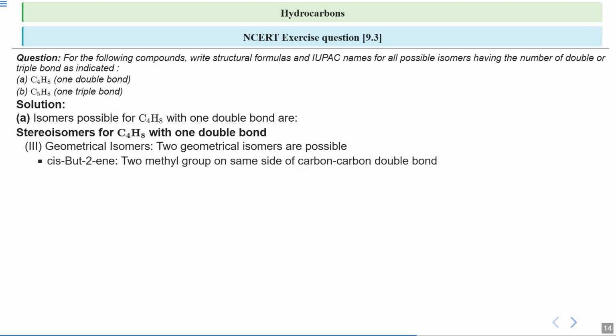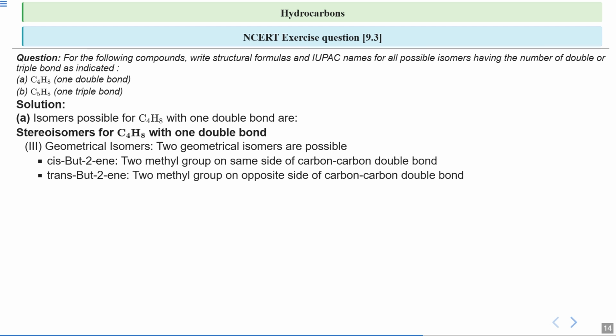Now what are those? The first is cis-but-2-ene. So basically, your but-2-ene is capable of showing cis and trans configurations. The cis-but-2-ene contains 2 methyl groups on the same side of the carbon-carbon double bond, and trans-but-2-ene contains 2 methyl groups on opposite sides of the carbon-carbon double bond. So these are the next 2 possible isomers, or I would say specifically geometrical isomers, for but-2-ene. Got it? Now moving on to the next compound.